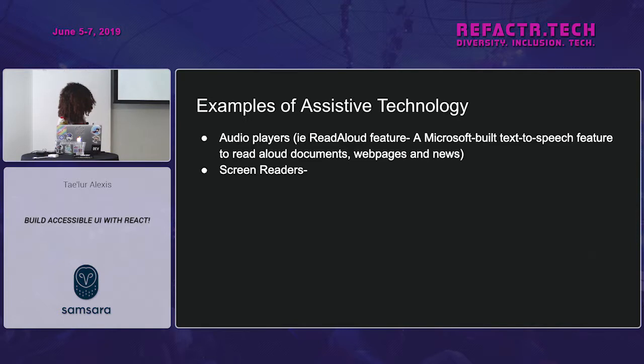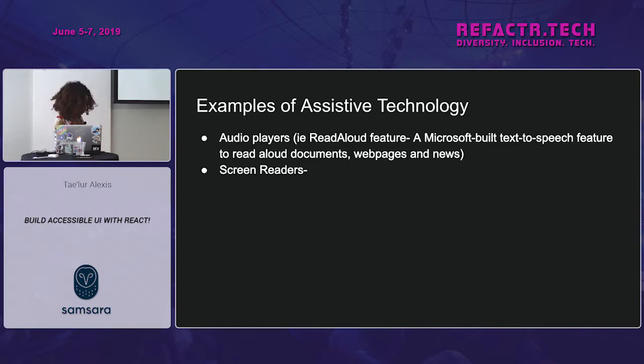A couple examples of assistive technology, which, as a reminder, is just different technologies that people with disabilities use to navigate a web page, are speech to text technologies, as well as screen readers.